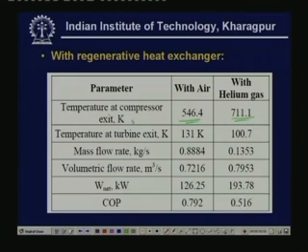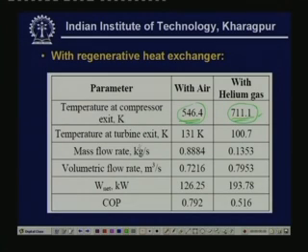Okay. So, first you can see the temperature at compressor exit. With air it is 546.4 and with helium gas it is 711.1. Okay. So, that means there is a big jump in the exit temperature, which is actually a negative as far as the helium gas system is concerned. This is happening because helium has a much higher specific heat ratio compared to air.